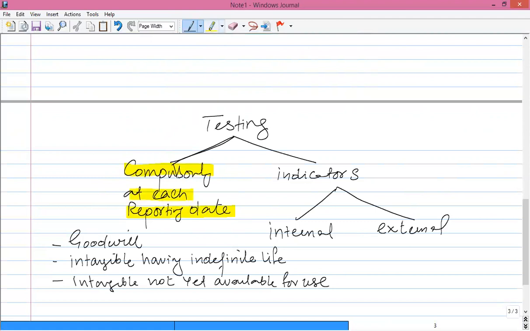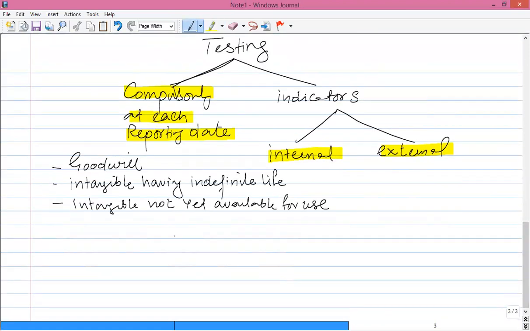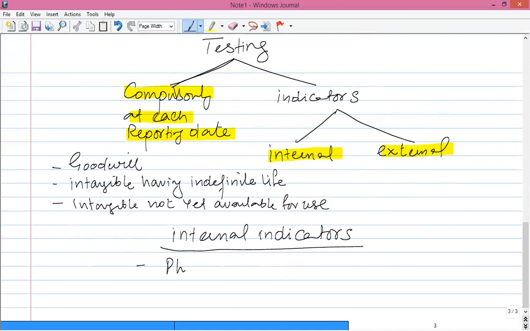As far as internal and external indicators are concerned, one example of an internal indicator is the physical damage of the asset. For example, if an asset has been physically damaged, or there is any destruction or some sort of damage to that asset, then there are chances of impairment of that asset. So we perform an impairment test, that is, compare carrying amount with the recoverable amount. And if carrying amount is greater than the recoverable amount, then there is an impairment loss.